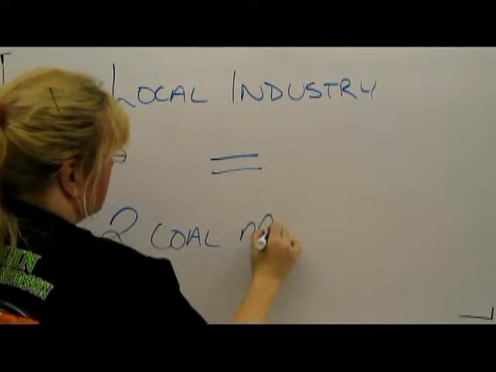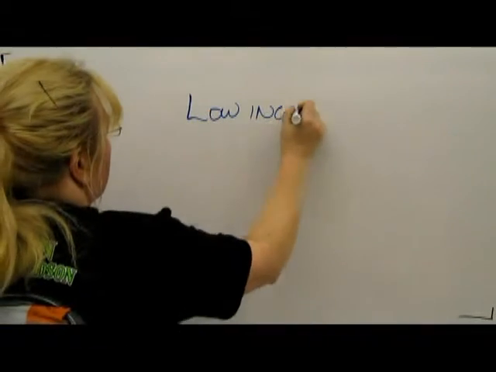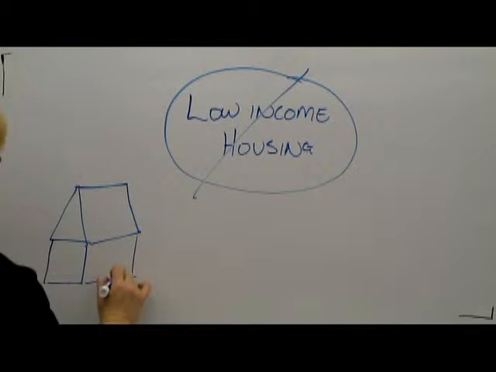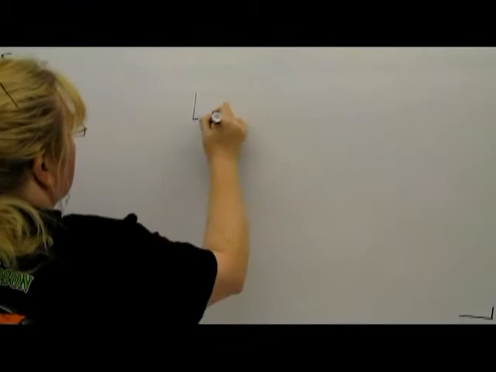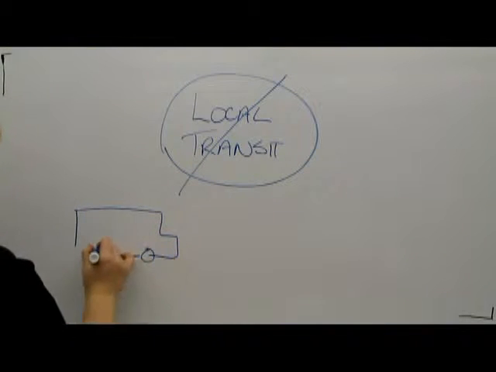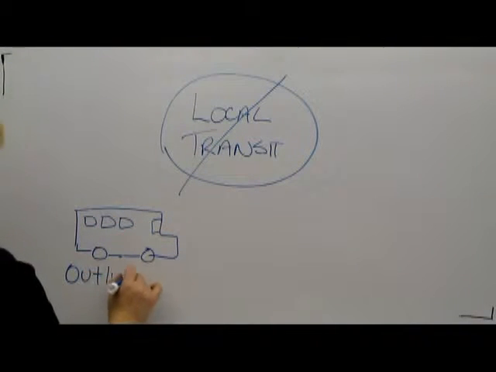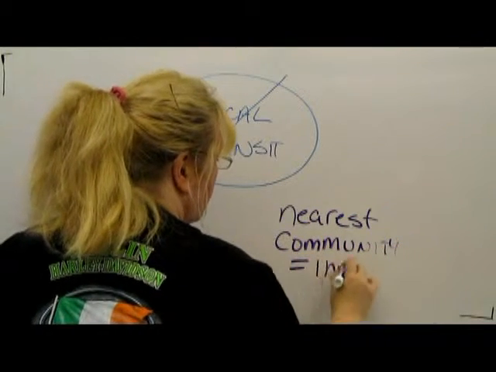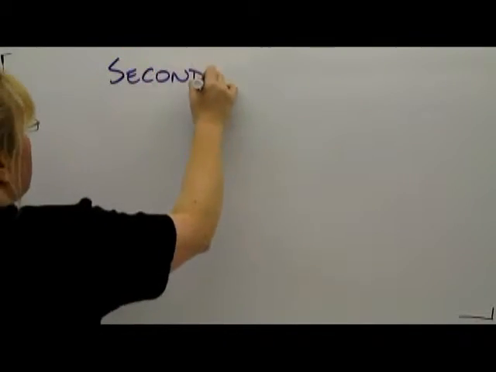The local industry is two coal mines. People move there just to be part of this community. There's no low-income housing. The majority of families own their own home. There are some apartment rentals there if they need them. There's no local transit. For students who live in outlying areas, they're bussed in on a school bus. And the nearest community is a one-hour drive away.